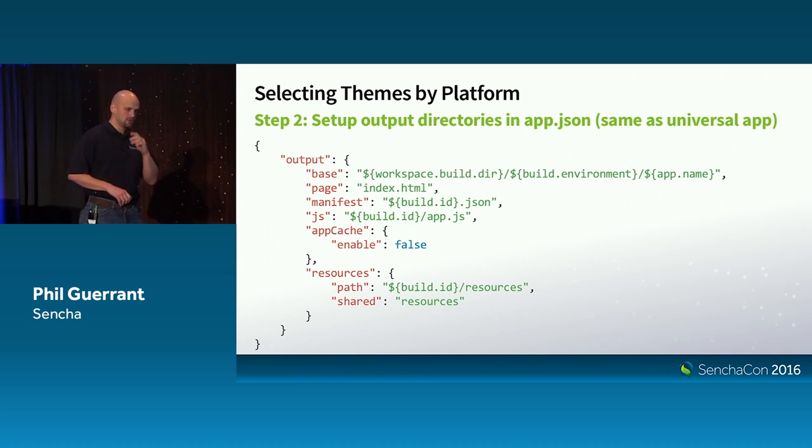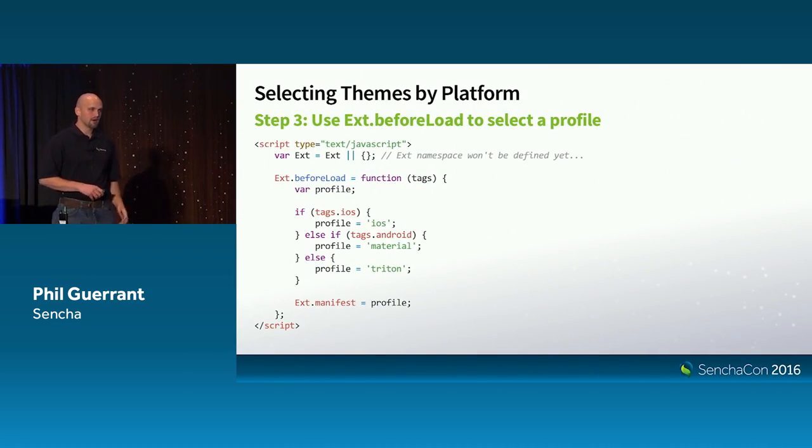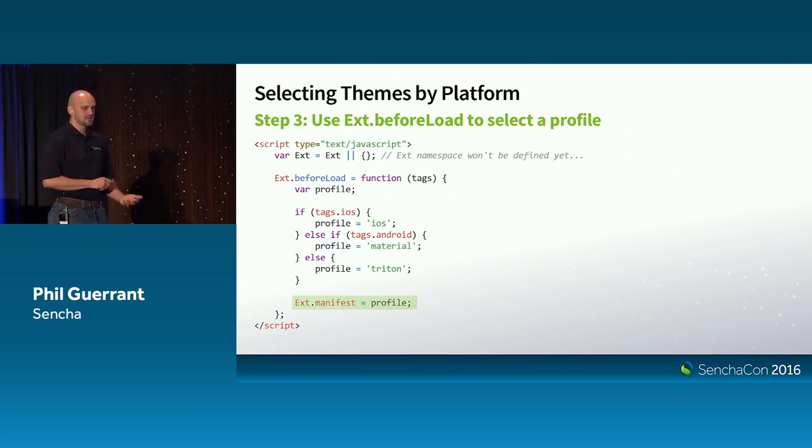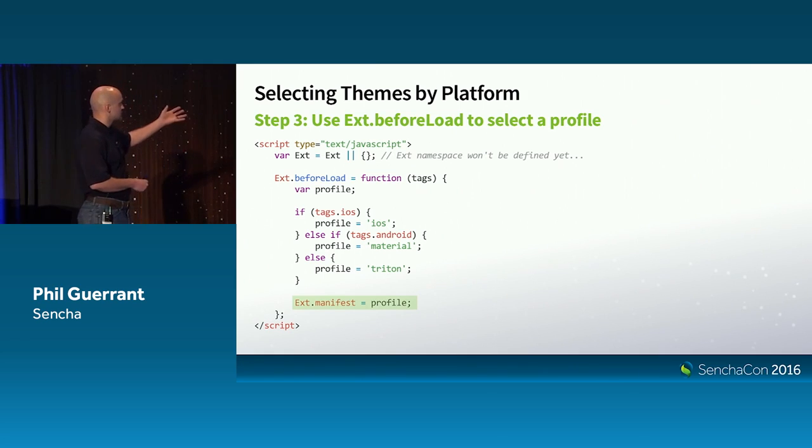And then the third thing that we need to do is, in the index file for our application, we will add a before load function. Now, this is a special function that is called by the framework to determine which profile to load. The important part of this function is at the very end: Ext.manifest equals the profile name of the profile that you want to load. And what I've done in this function is used the handy tags parameter, which contains some information about the platform, to make a choice as far as what theme we want to load.